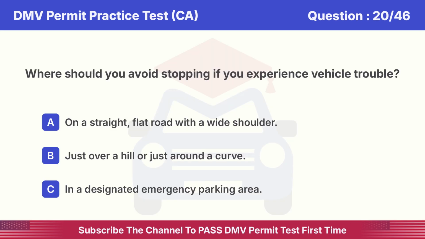Question 20. Where should you avoid stopping if you experience vehicle trouble? Option A, on a straight flat road with a wide shoulder. B, just over a hill or just around a curve. C, in a designated emergency parking area. Answer is B, just over a hill or just around a curve.